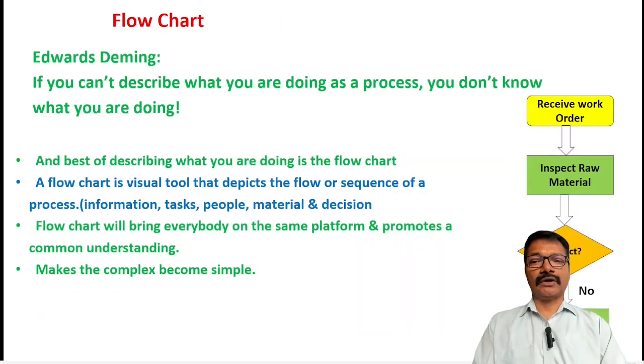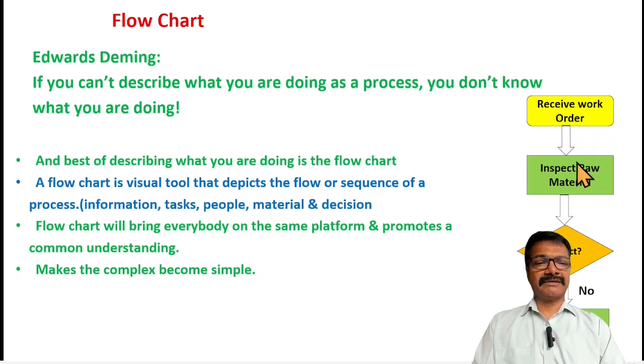Edward Deming, who is a quality guru from the USA, said if you can't describe what you are doing as a process, then you don't know what you are doing. And the best way of describing what you are doing is a flowchart. Flowchart is a visual tool that depicts the flow or the sequence of the processes, for example, information, task, people, material, and decision. Flowchart will bring everybody on the same platform and promotes common understanding. It makes the complex simple. So a complex problem or thing will become very simple by the flowchart.